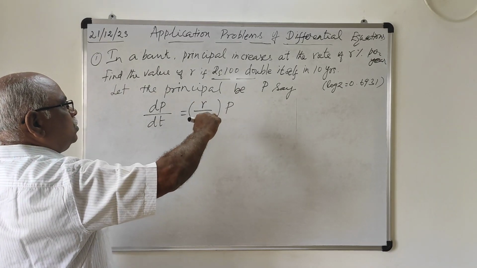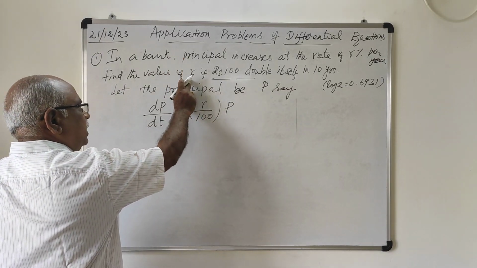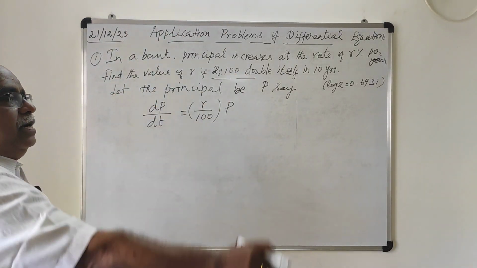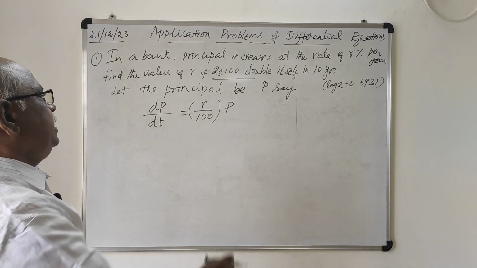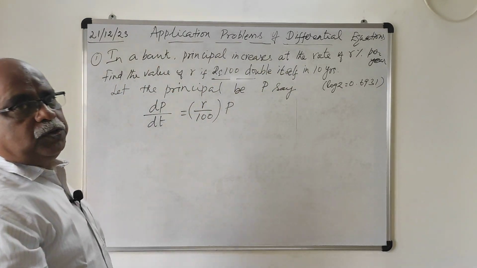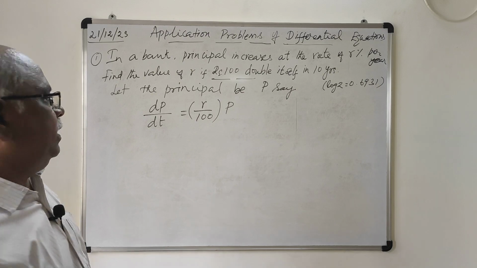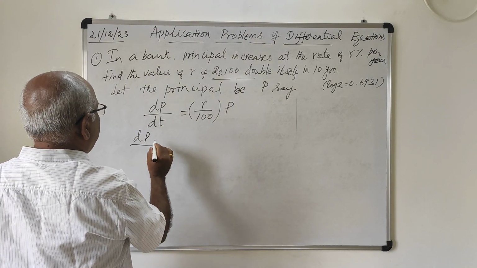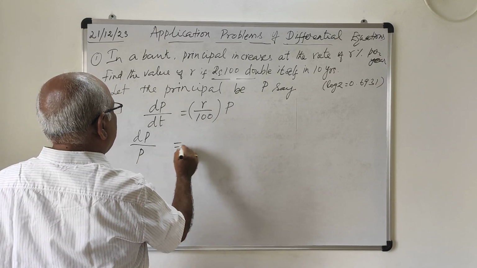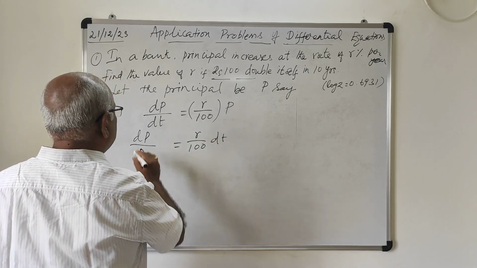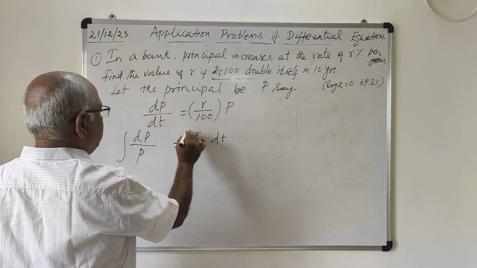And we have to find out the rate of interest R if the amount deposited is 100 will double in 10 years. Initially the amount is 100 rupees, after 10 years it is doubled. If it is so, what is the rate of interest? We have to find. So from this expression I am rewriting this as dP by P equal to R by 100 into dt. Now integrating both sides.